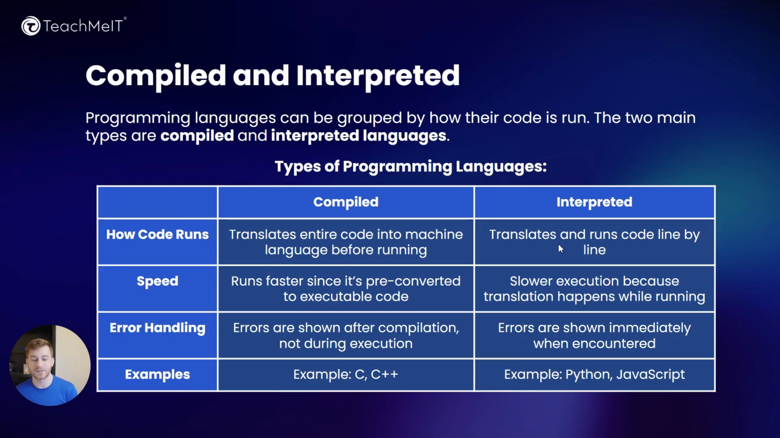Interpreted languages translate and run code line by line. Usually they're slower than compiled languages, but errors are shown immediately because code is run line by line. We actually get errors as it's being run, so usually we see errors a lot faster. Some examples of interpreted languages include Python as well as JavaScript, or JS.